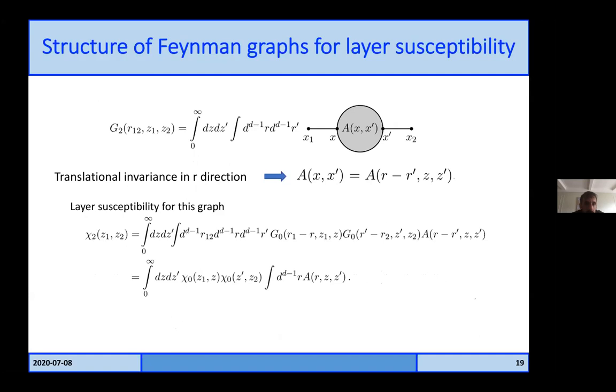At the level of the two-point function, we can have another diagram where the external propagators are connected to different vertices. So here we have x and x prime, and A of x prime is the rest of the Feynman diagram. In this diagram, we have two parallel integrals over these coordinates. Here again, we use the translational symmetry, which reduces A to this nice form. The layer susceptibility corresponding to this diagram is again given by this. Out of these three integrals, we have absorbed two into the definition of this susceptibility in terms of G, and we are left with one parallel integral. So these are the things that can simplify the computation of the layer susceptibility.